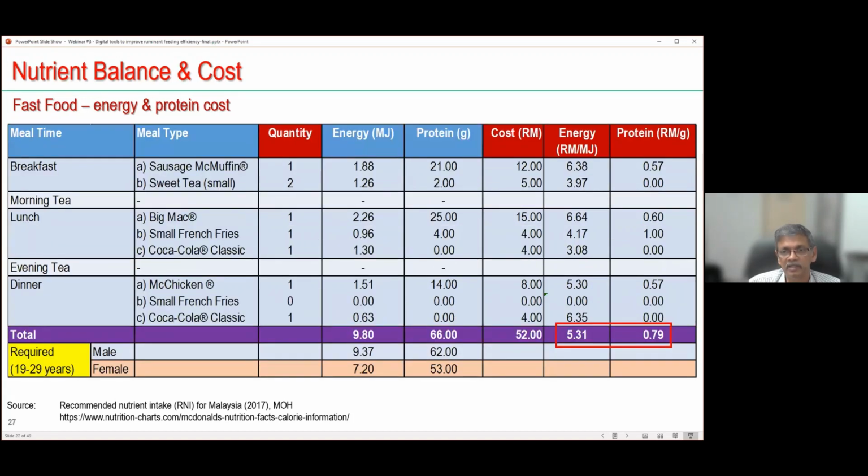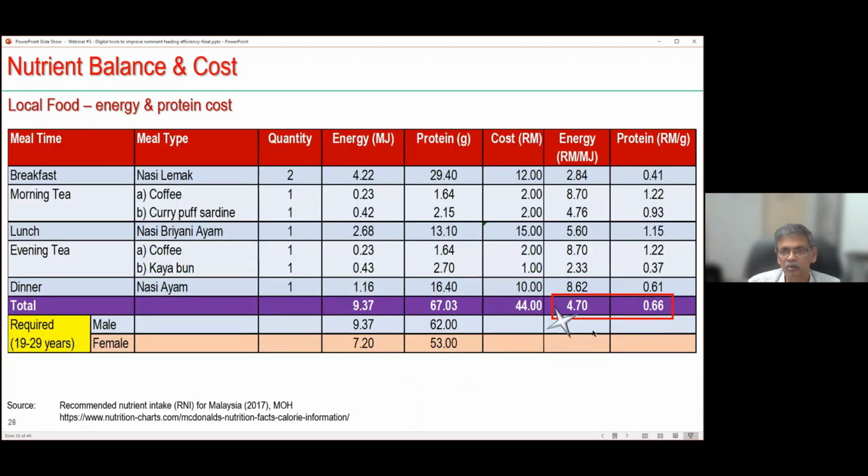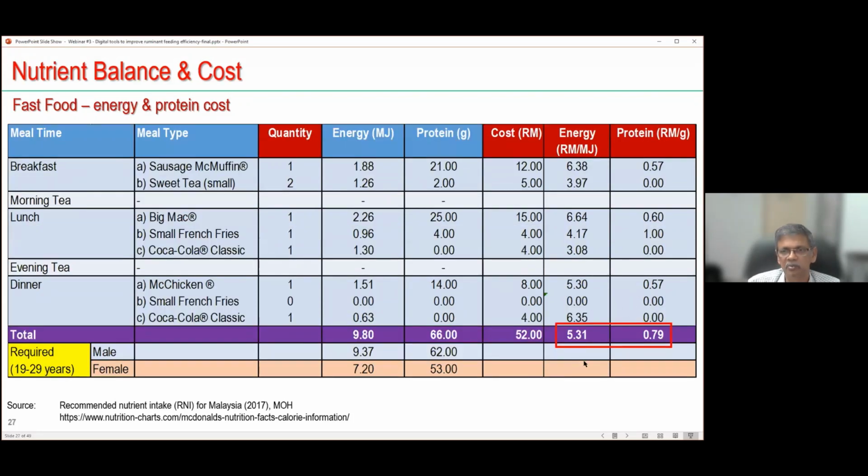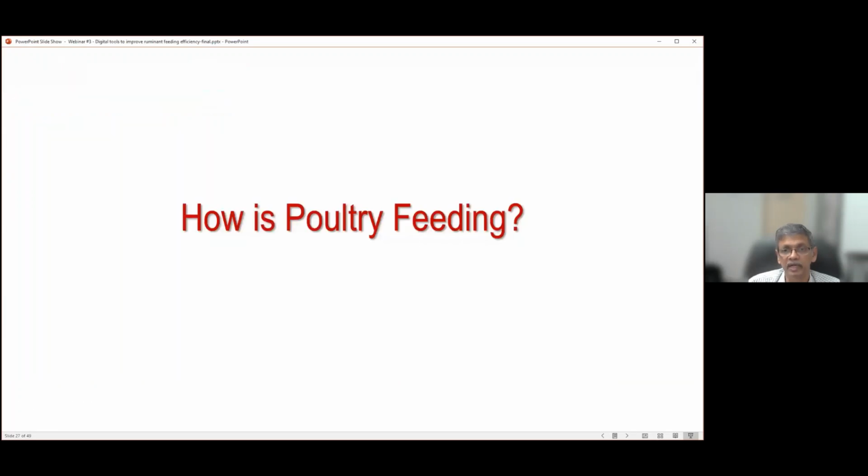So this is another one. Kalau kita compare dengan fast food, you can see the energy cost is here lower. You see the local source food compared to imported food. Energy cost is lower dengan protein cost. So the same concept yang I show on the human, we will apply to animal.